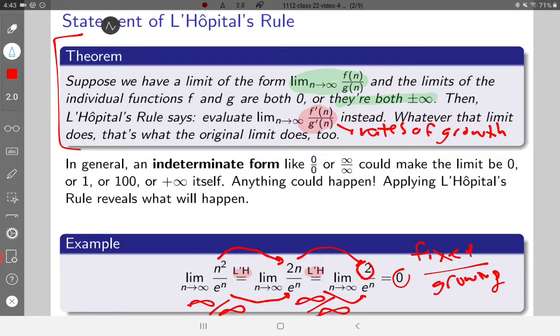This statement in the theorem box up at the top says you can do something like this L'Hopital's rule application, as long as you have an indeterminate form like infinity over infinity from that example, or even 0 over 0, that works too. If I have a function going to 0 and another function going to 0, what does their ratio do? Well, it depends on which one is going down to 0 faster. That's why we look at the rates of growth, the derivatives.